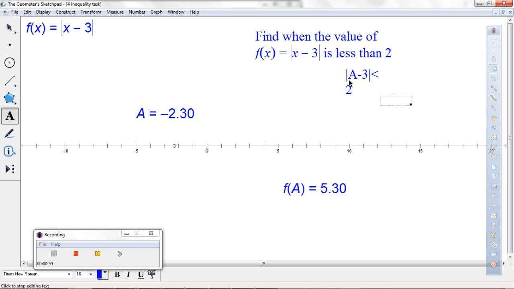And usually what students would do typically would be to set up the inequality like this and to make the two separate inequalities and to add 3 to both sides, like we have in the pencil and paper solution.